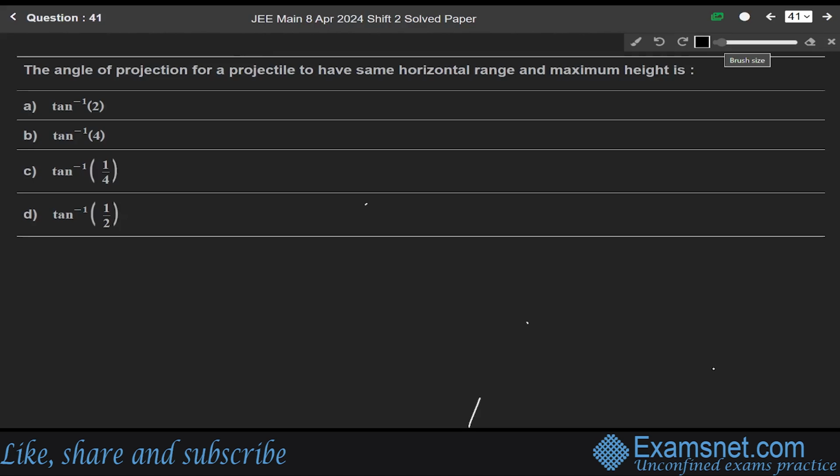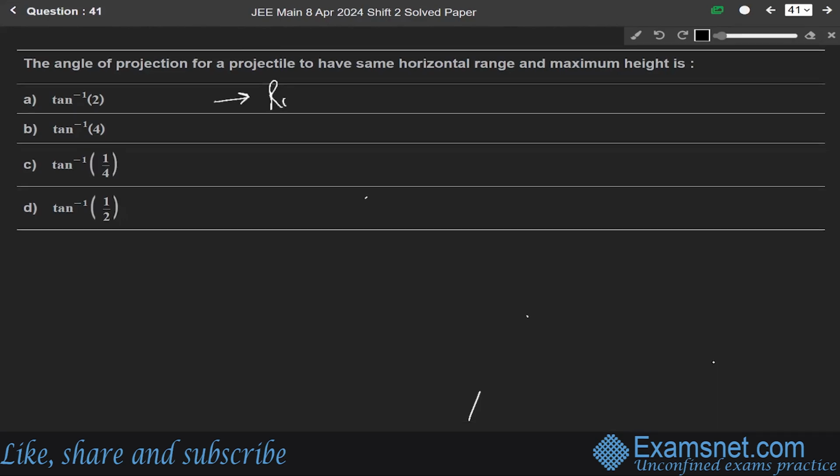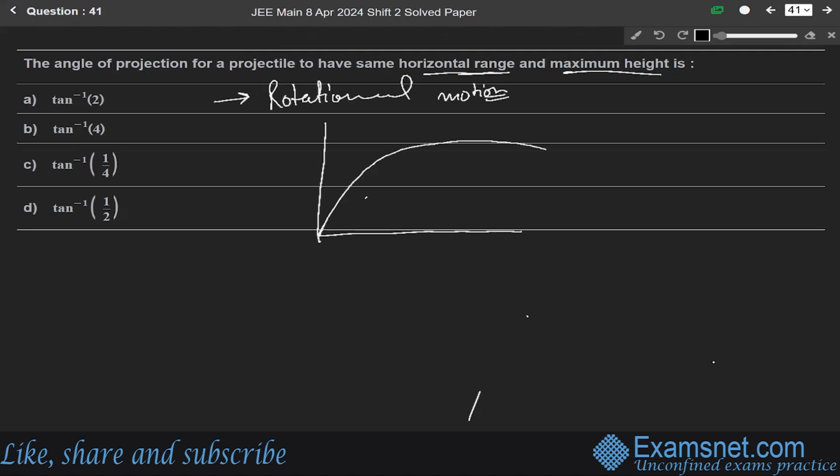Question number 41: the angle of projection for a projectile to have the same horizontal range and maximum height is. This question is from the chapter of rotational motion. Let us say an object is thrown like this and forms a projectile path, with the same horizontal range and maximum height.